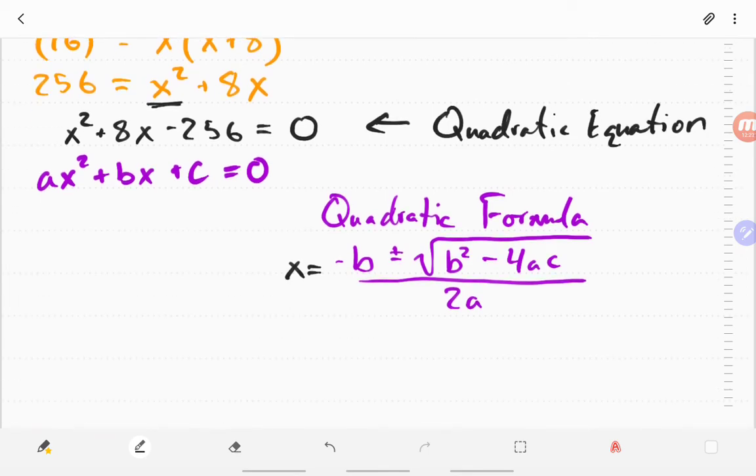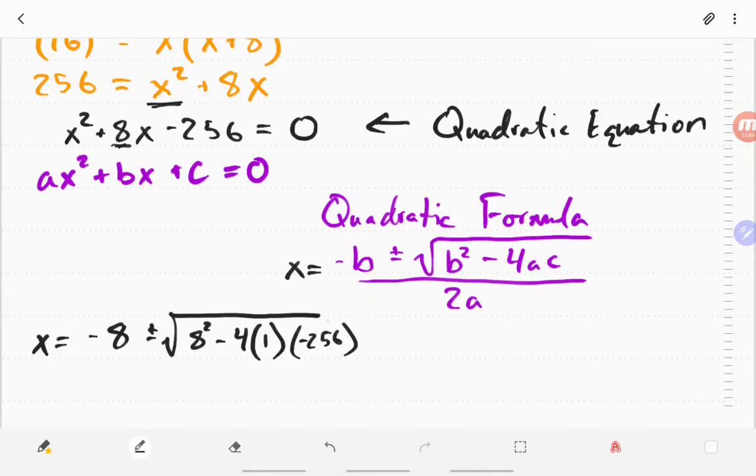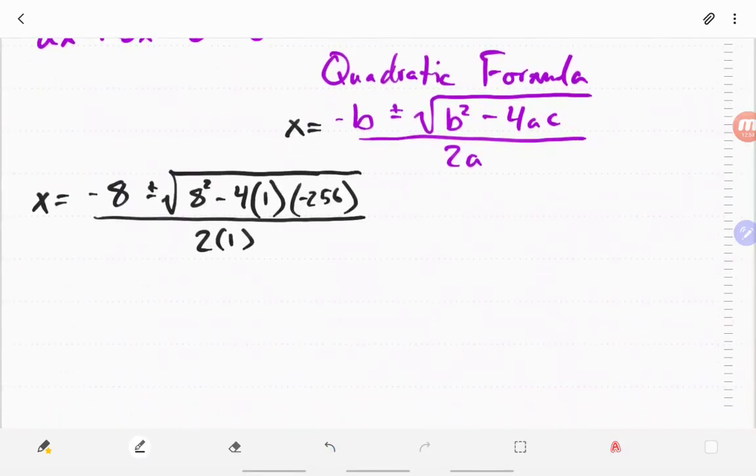This means we get to write out x is negative b. Well, what's b? b is 8, right? It's right there. Negative 8 plus or minus the square root of 8 squared minus 4 times a, which is 1, times c, which is negative 256. All of this divided by 2a, and a in this case, again, is 1. Seems a little scary, but we're going to be just fine, right? We can utilize calculators for this stuff. It's really going to be all right.